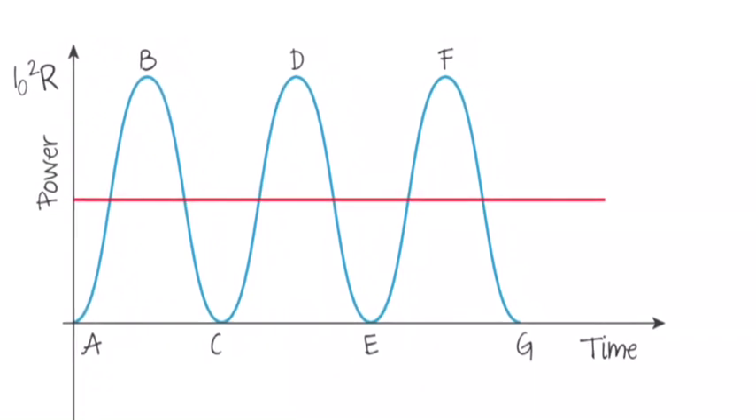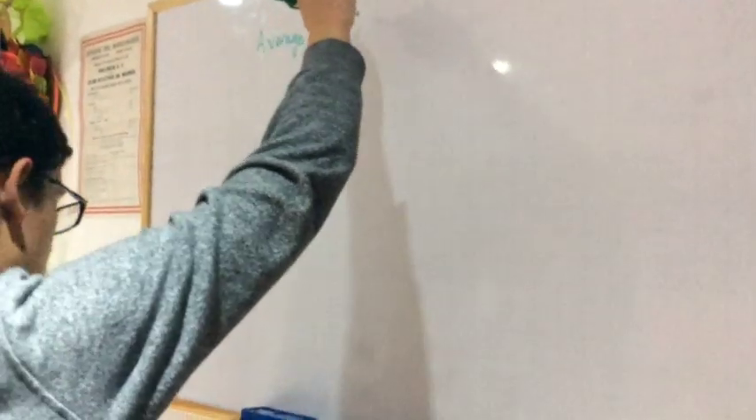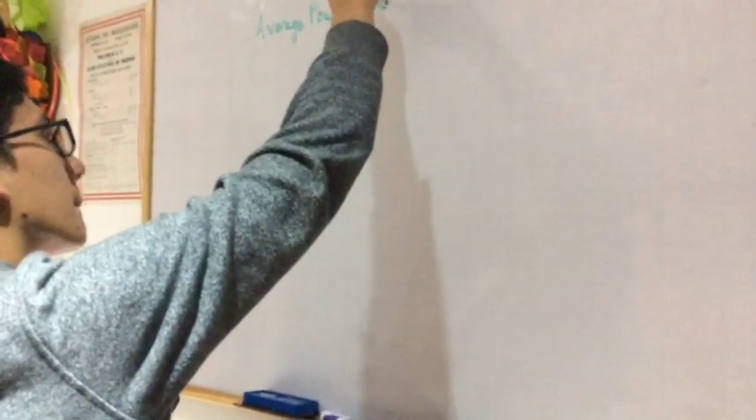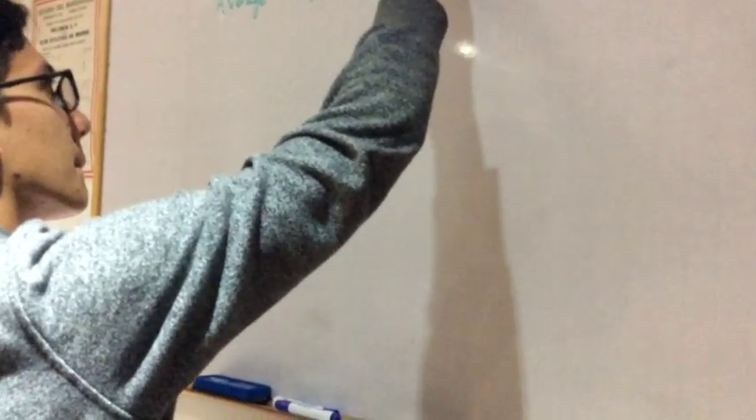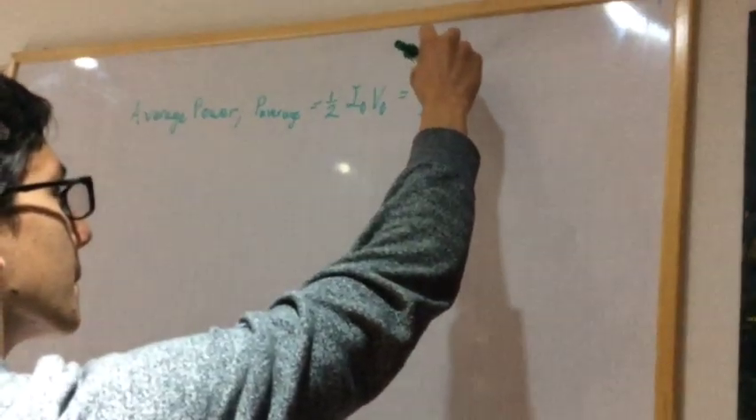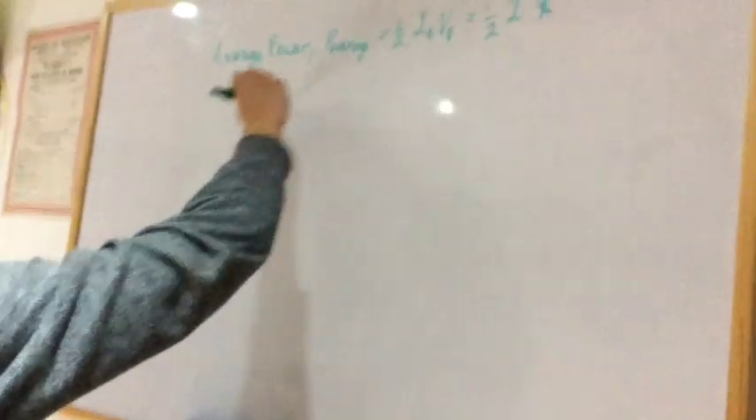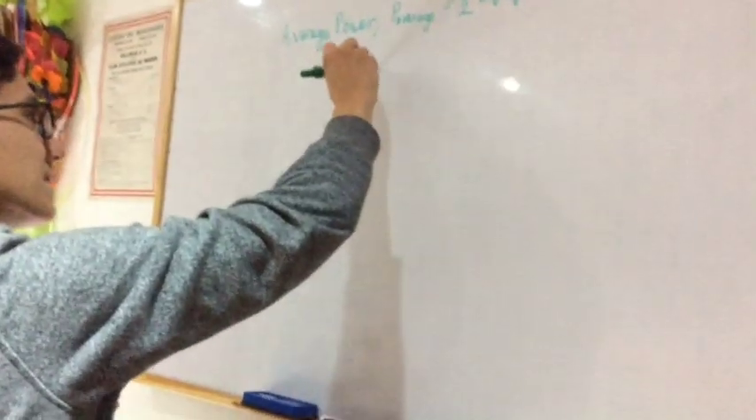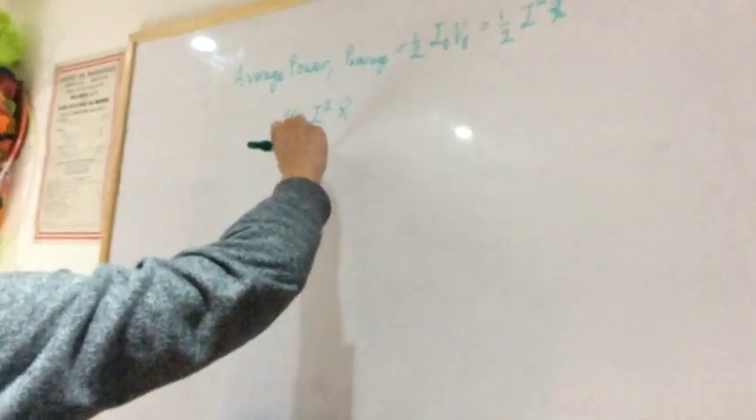So for the average power in alternating current, we could derive the following. Average power is equal to half peak current times peak voltage, or is also equal to half peak current squared times resistance. If we consider that power is equal to current squared times R, we could also say that average power is equal to average current squared times R.